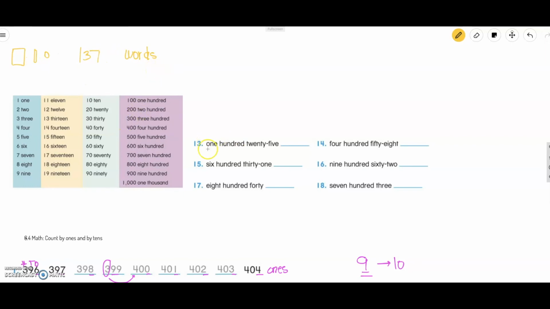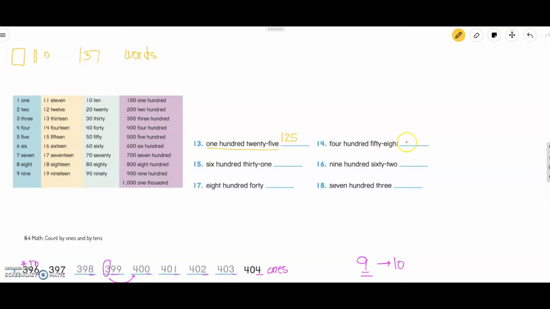So what they gave you here is they gave you the number in a word, and they want you to write it into the number with the symbols, okay? So the numbers like that we draw are kind of like symbols. So 100, okay, 25. So I write 125 like that, okay? So I have my 100, I have 20, and I have 5. So number 14 is 458. I want you to try, take a second.